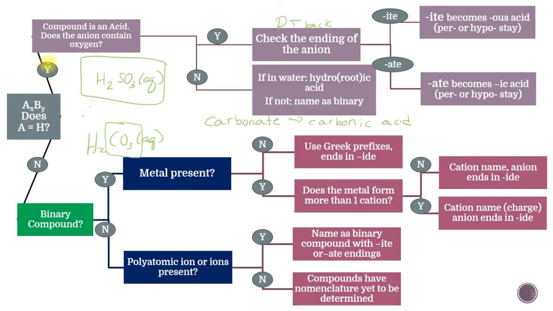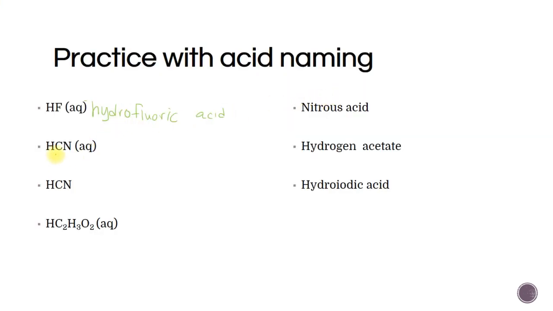HCN, okay, let's see. Does it start with an H? Yes, it's an acid. Does the anion contain oxygen? No, it does not. HCN, no oxygen. So hydro, I've got to figure out what to call the CN part, and then ic acid. So hydro is there.